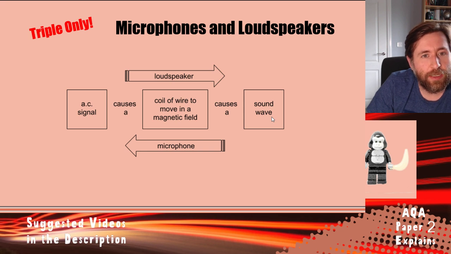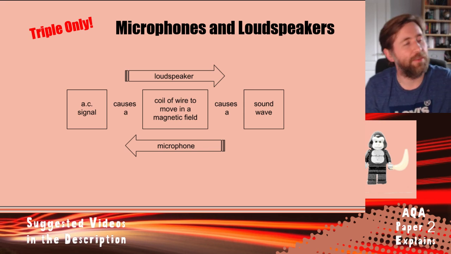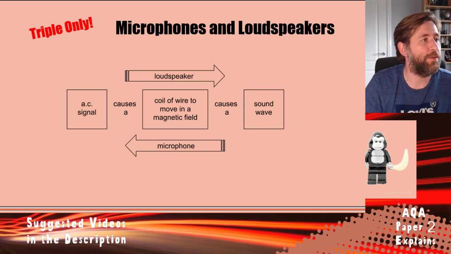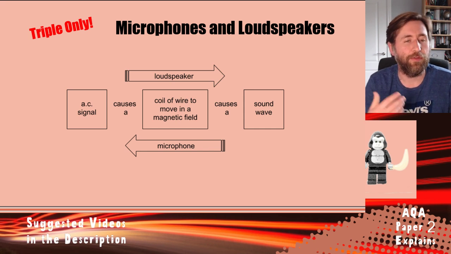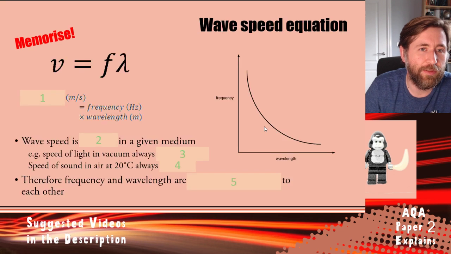The sound wave causes a coil of wire to move, which causes an AC signal. So they're the same, but backwards. So here's the microphone. It has a little coil of wire. Well, you can't see it on the camera, but anyway, it has a little coil of wire, which I'm moving with the sound waves that are there, and that causes an AC signal, which is then digitized, and you guys can hear it. Anyway, too much detail.